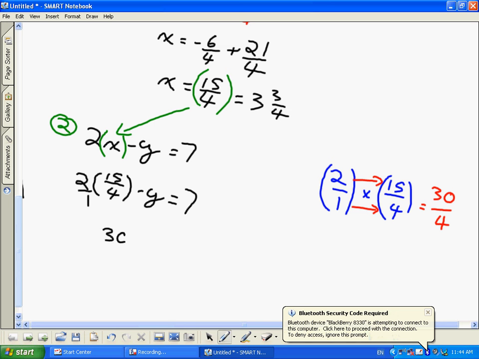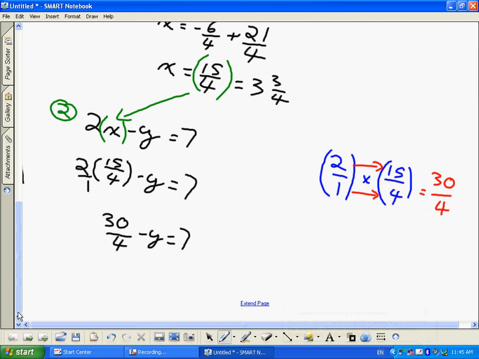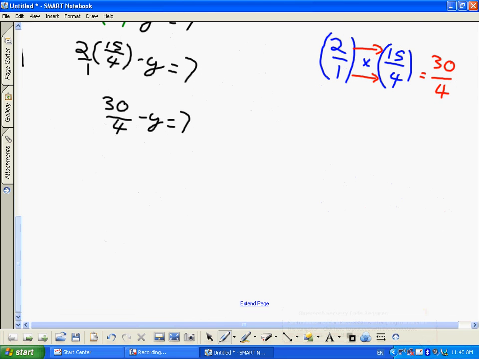So I now have 30 over 4 minus y equals 7. I have to isolate for y, so I got to bring it to the other side of the equation. Let's get rid of that negative y and then solve for this stuff at the end. So this will become y equals negative 7 plus 30 over 4.